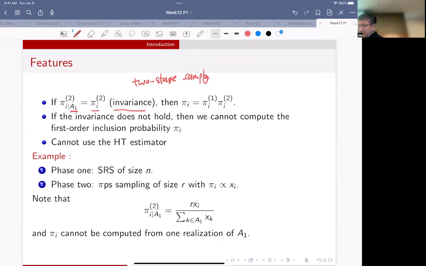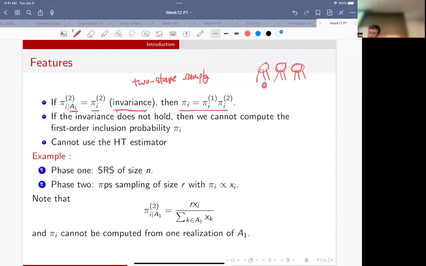So in that case, data has a hierarchical structure. You have a population that has clusters, and each cluster has many elements. So an element belongs to only one cluster. So then it really doesn't depend on the others, right? Which clusters are selected or not doesn't really make any difference. So in that case, invariance holds, and then the inclusion probability is easy to compute.